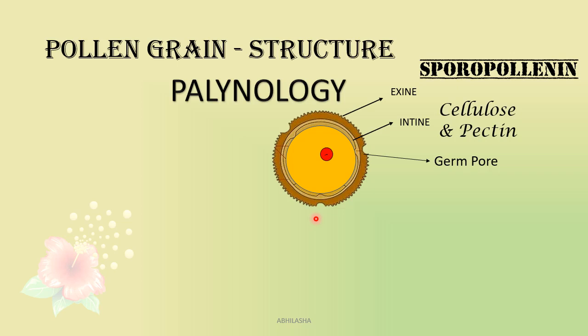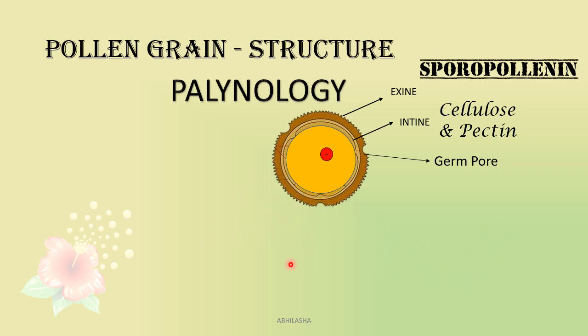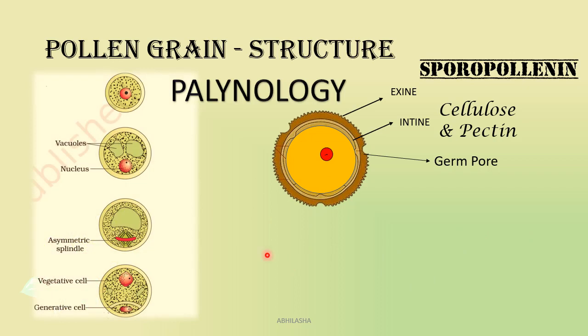Now, at a younger stage, pollen is made of one cell with one nucleus. But this being a microspore, it will divide to form the male gametophyte and then become the mature pollen grain. So, this microspore starts to develop inside the microsporangium itself, and this type of development is known as precocious development. So the young microspore has one cell, one nucleus. This cell divides by mitosis after forming an asymmetric spindle. This means that this mitotic division is unequal.